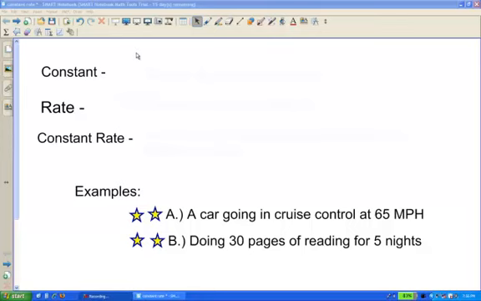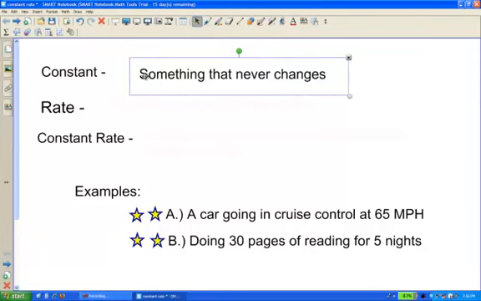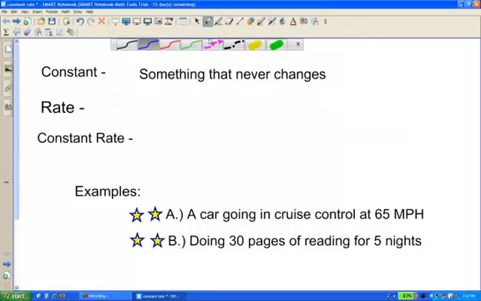Constant rate. Alright. Constant rate's not that bad. You're going to get the hang of it pretty quick, I hope. What we need to know before we even talk about these words is this word and this word. What's a constant? A constant is just something that never changes. It's always going to be the same. You'll see the word steady associated with this a lot as far as math goes. So if you ever see that word, it's usually going to be a constant rate problem.